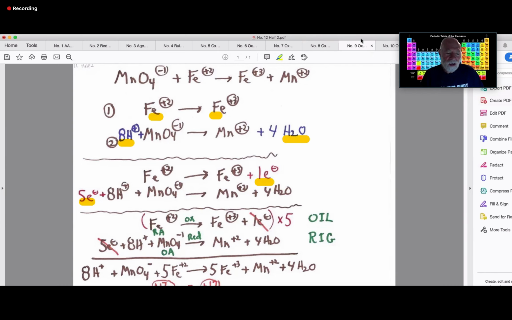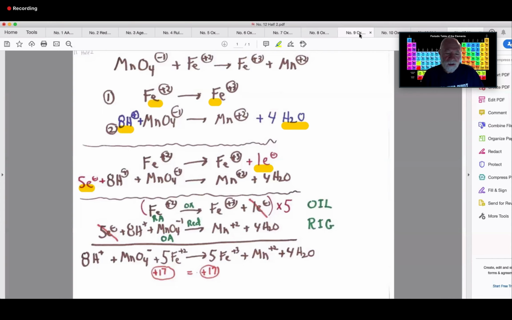Now, if we do that, what is this going to give us as the final answer? Well, we're going to have 5 Fe2+ and 5 Fe3+, okay? And on the bottom one, the electrons cancel out. We're going to have 8 hydrogens, 1 MnO4 minus on the left-hand side, 1 Mn2+, and 4 waters on the right.